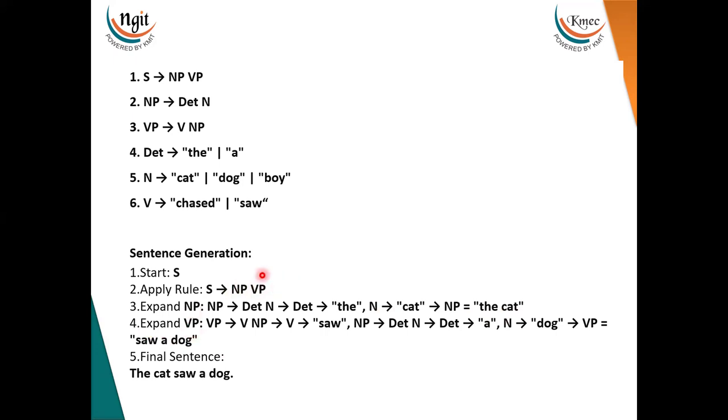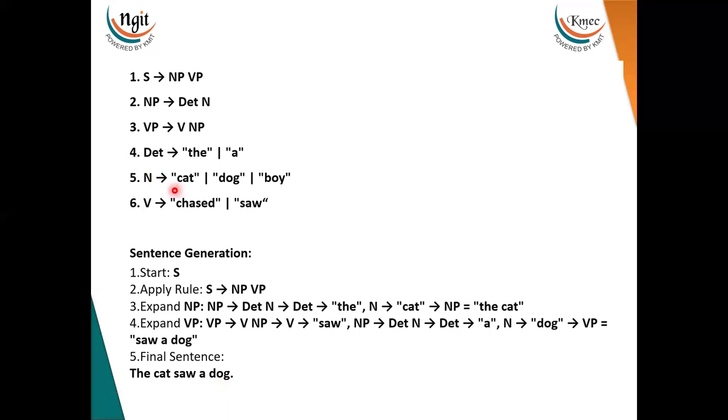Verb phrase, which is part of our sentence, is followed by this noun phrase. Now, verb phrase is verb followed by noun phrase, where verb is saw, and noun phrase is a determinant, then a noun. That is, determinant is a and the noun is dog. So verb phrase is saw a dog. So the final sentence becomes the cat saw a dog.